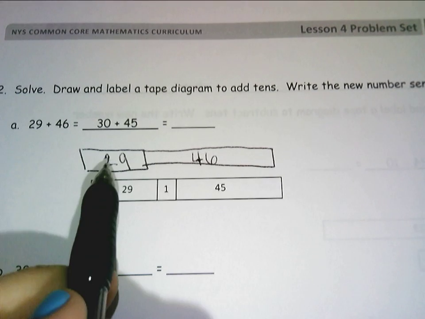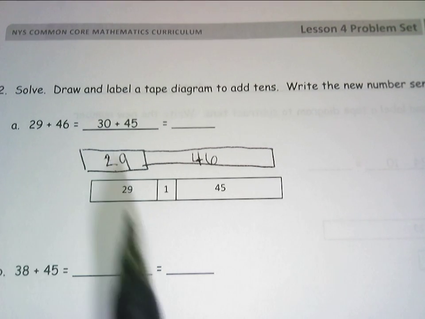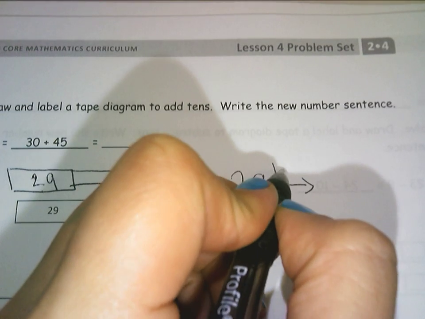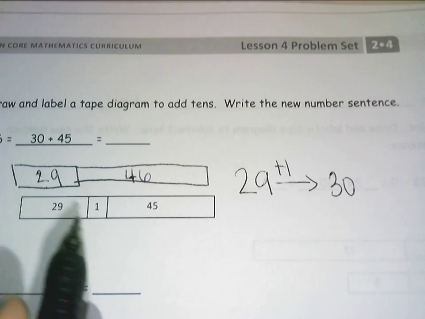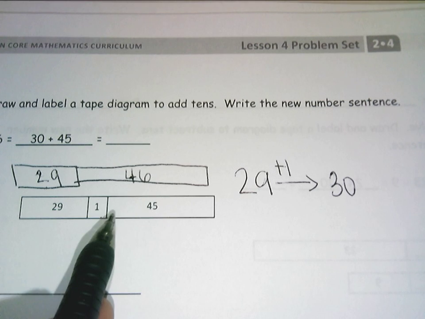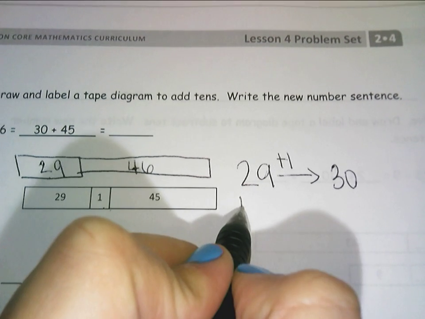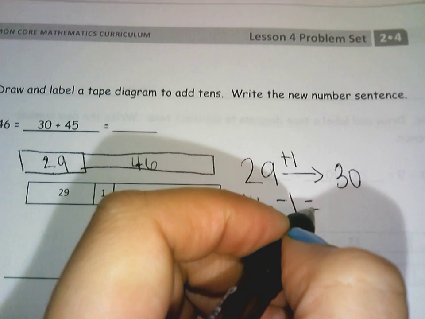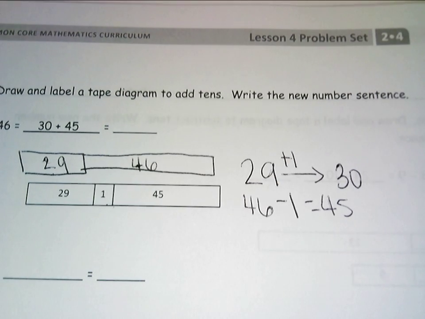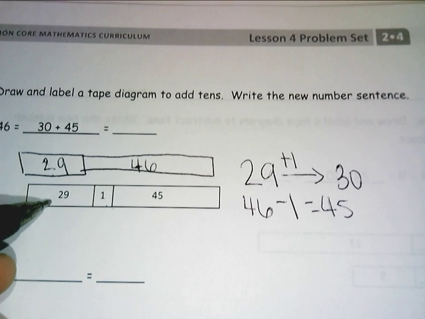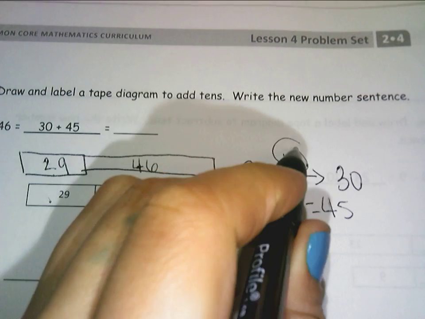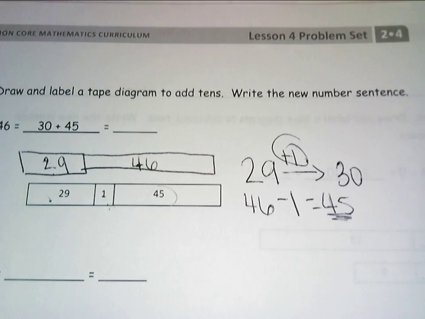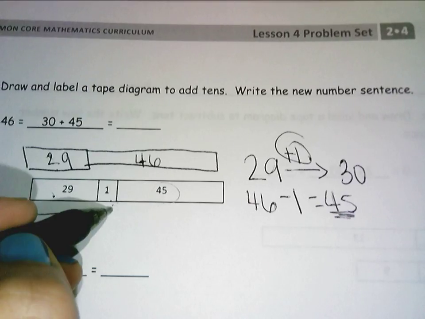It looks like they made 29 the happy benchmark number. I need to see that work. You need to show me that you did 29 plus 1, which equals 30. So here they show you how they took it away. So it's 46 minus 1, which equals 45. Okay, so here's the 29, and then here's that 1 that goes right here, and then this is 45, which is this number. Okay, so you need to redraw that new tape diagram.